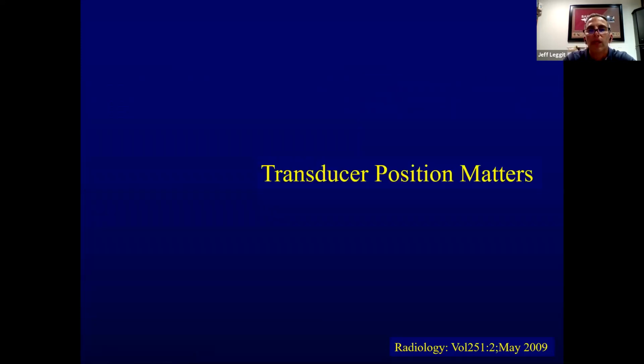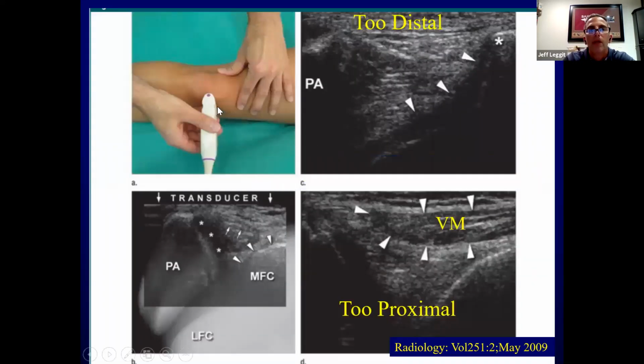If you're looking for these, your transducer position probably matters. The medial one is the most common. Here's your transducer. And remember when I showed you the symptomatic ones, the femoral condyle was concave? This is convex, and the authors feel that this is too distal, and you won't see that plica. Likewise, this is too proximal because you have the vastus medialis in here.